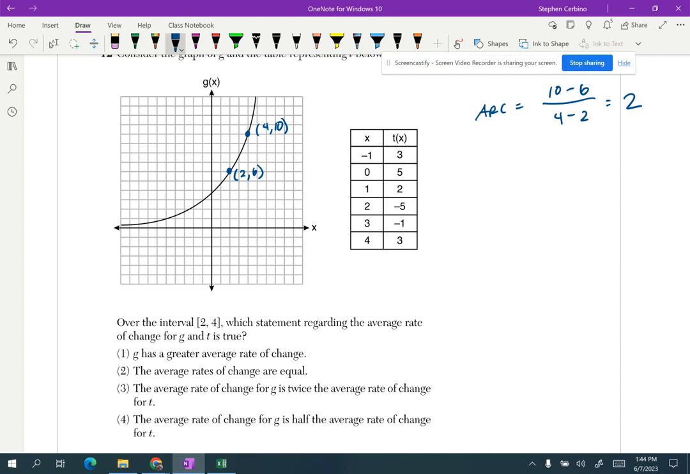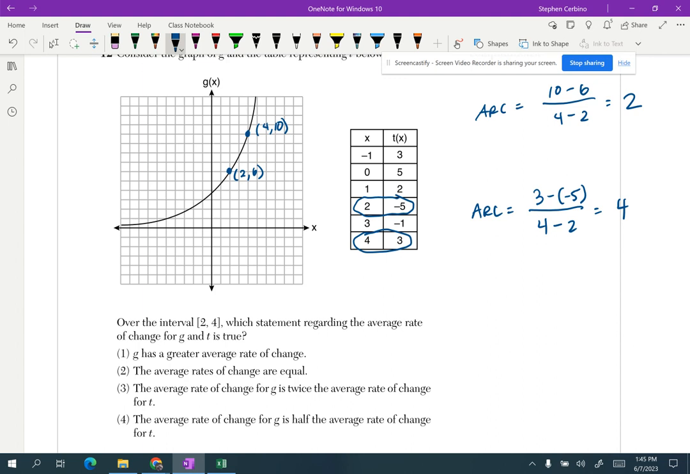For the function t of x in the table, we just have to use the 2 points where the x values are 2 and 4. So the average rate of change for the t of x function is going to be 3 minus negative 5 divided by 4 minus 2, which is going to be 4.